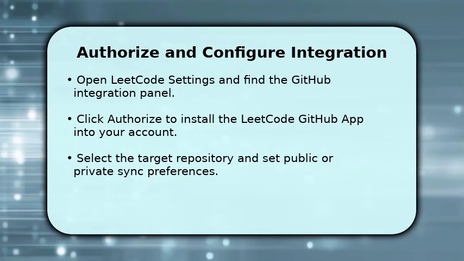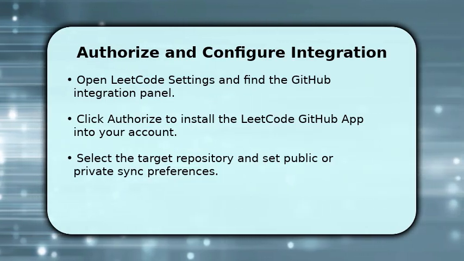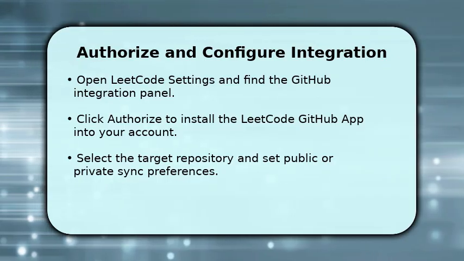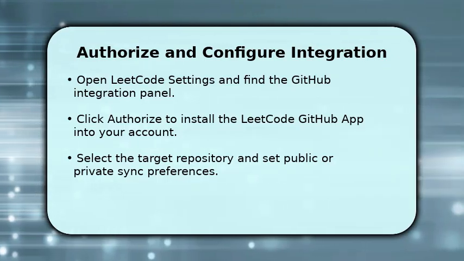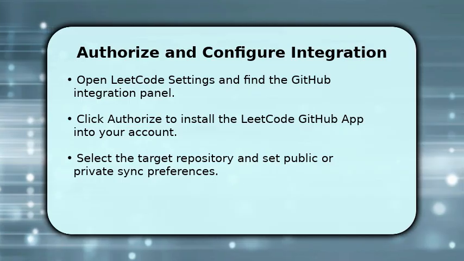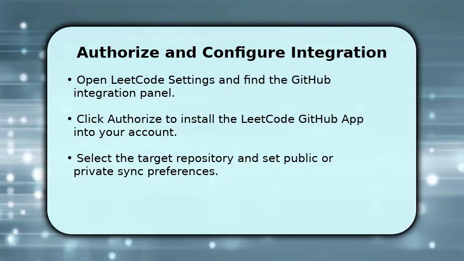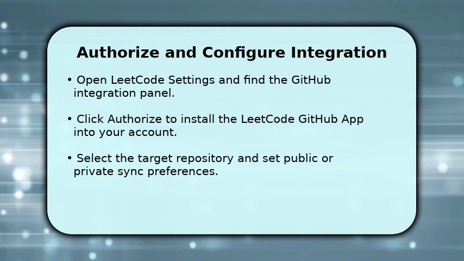Choose the target repository from your account or create a new one for sync. Select the target repository and set public or private sync preferences for your code. Save the integration and note the webhook and token lines shown for troubleshooting later.